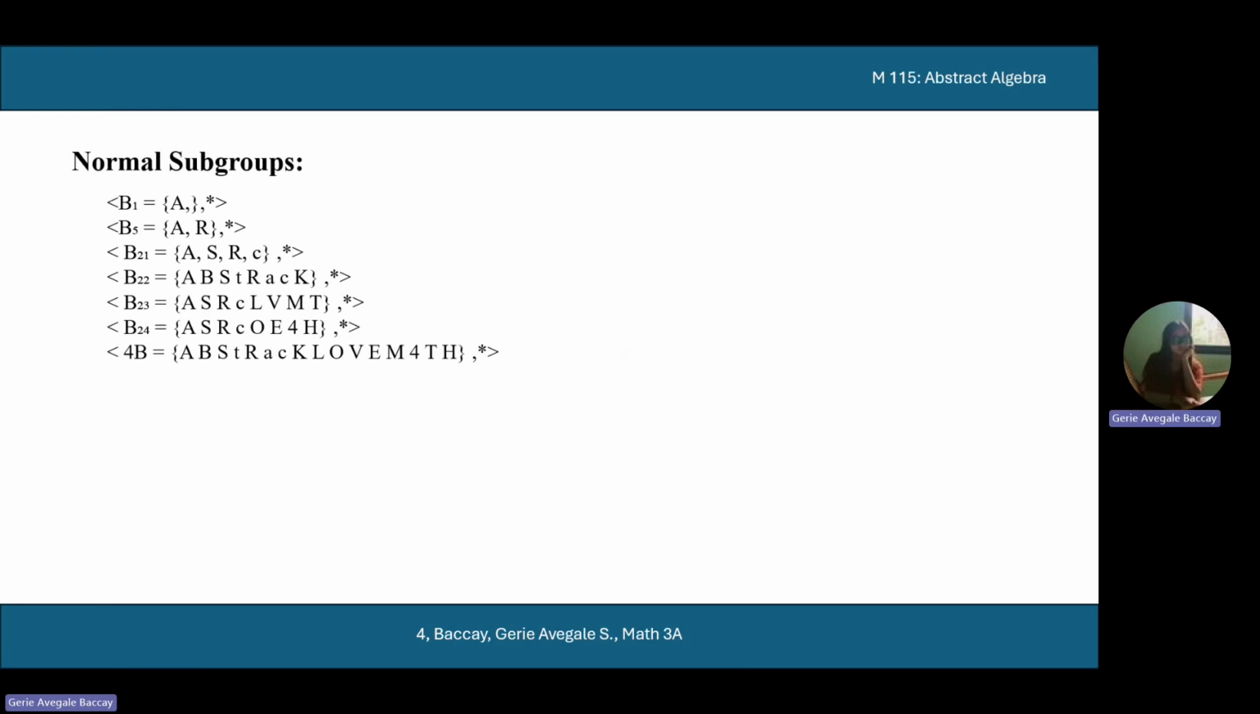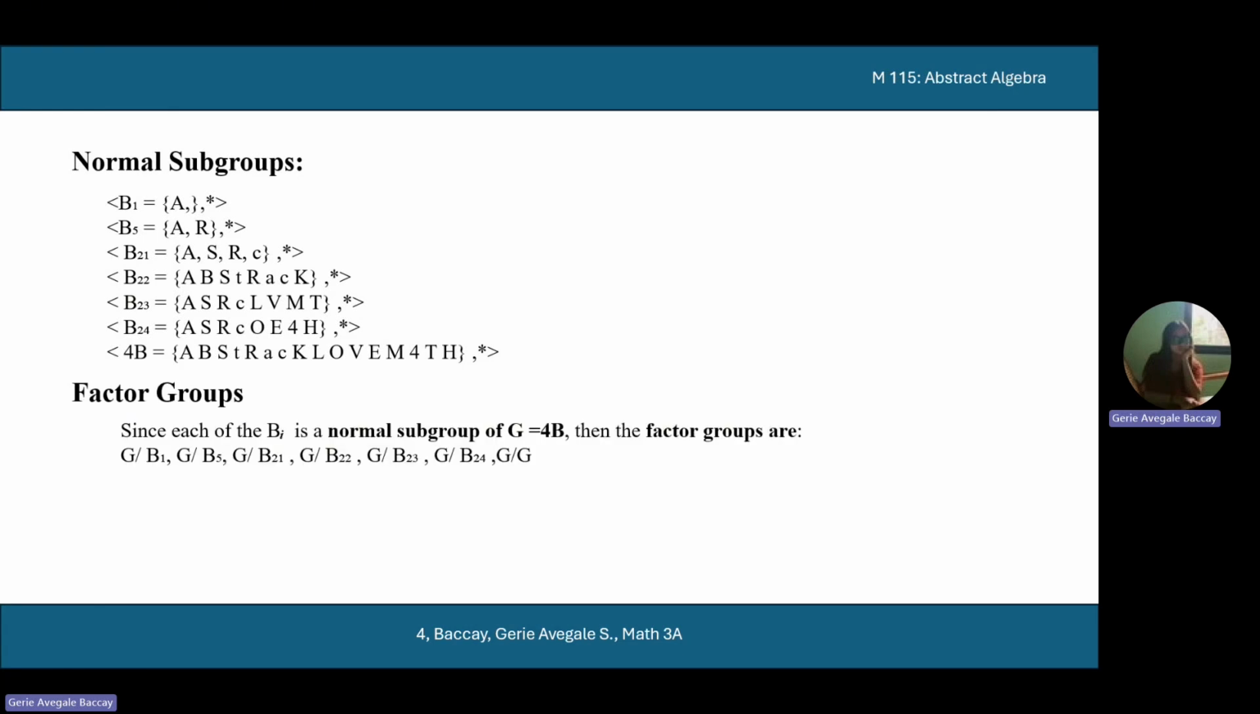Now here are the normal subgroups. We need to use the normal subgroups when forming factor groups because only normal subgroups guarantee that the set of cosets can follow the group rules. Now we have this. Since each of the B sub i is a normal subgroup of G, then the factor groups are these. So these are the factor groups.